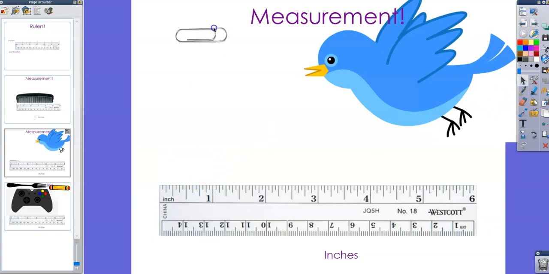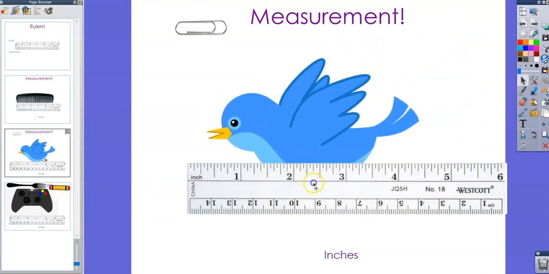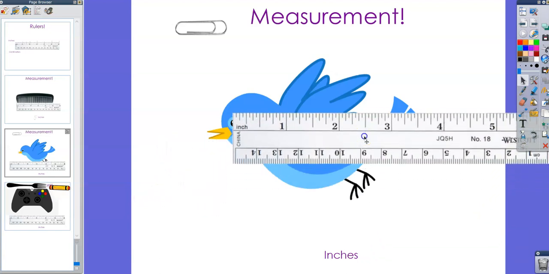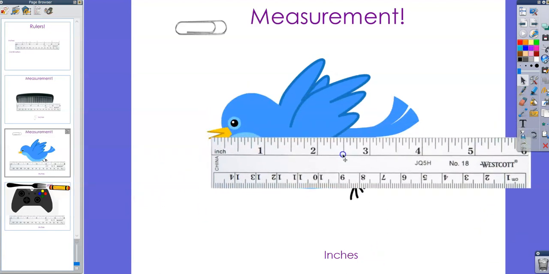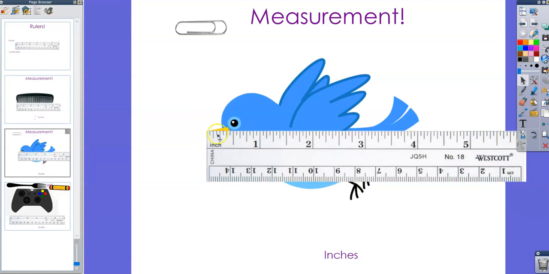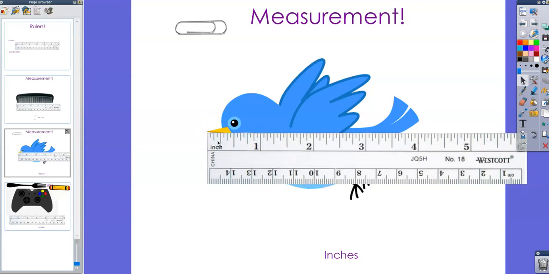Okay, let's try the bird. For this one, I'm going to put my bird in the middle of the screen, and I'm going to move my ruler around. The bird is a little tricky because she's got a bunch of different stuff, but I want to make sure that I'm lining up with the end of her beak because that's the furthest side that I can see over here. So I'm going to line it up with the beak. And then I want to measure to the end of her wings. So let's see. The end of her wings is about here.